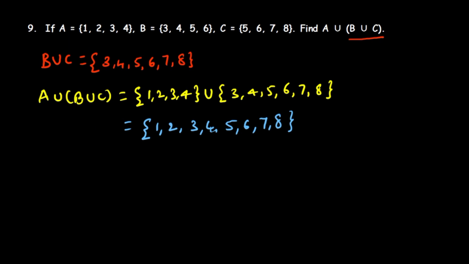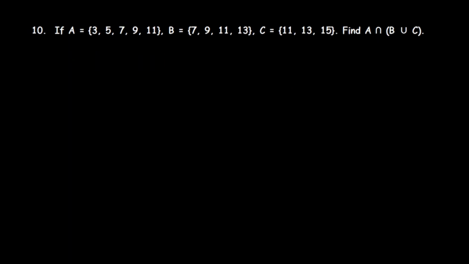The next question. So three sets are given here. Now A intersection B union C they are asking. So in the bracket we have B union C. So first of all we take what is B union C in this. Directly I am taking B union C from this. That is 7, 9, 11, 13, 15. Correct. So 7, 9, 11, 13 and 15. So this is B union C.